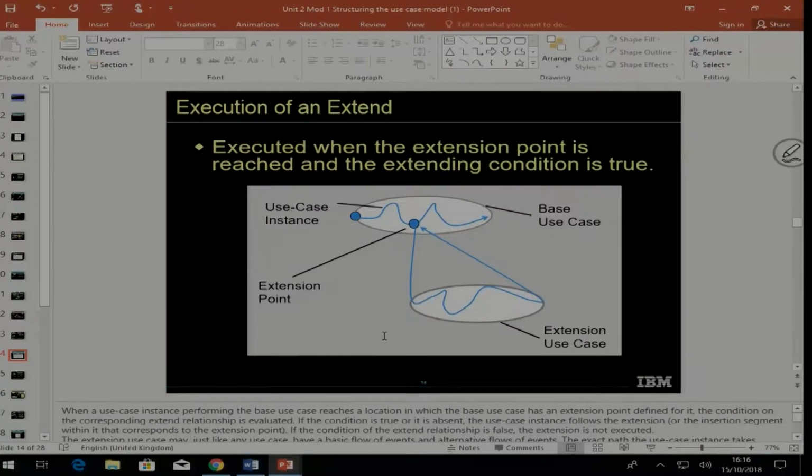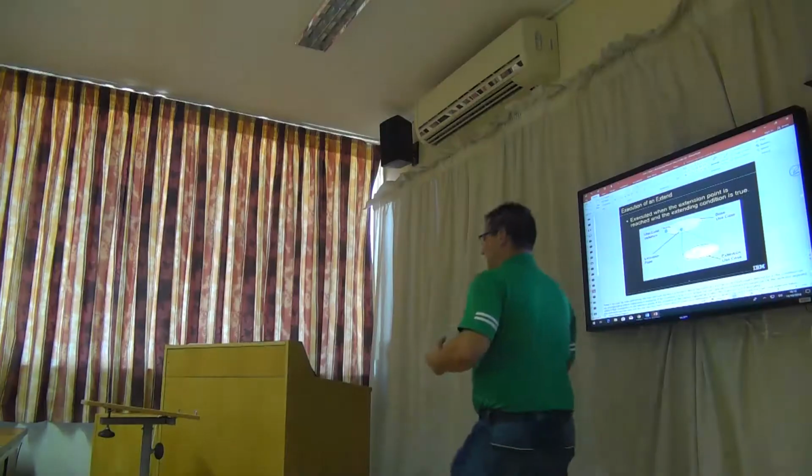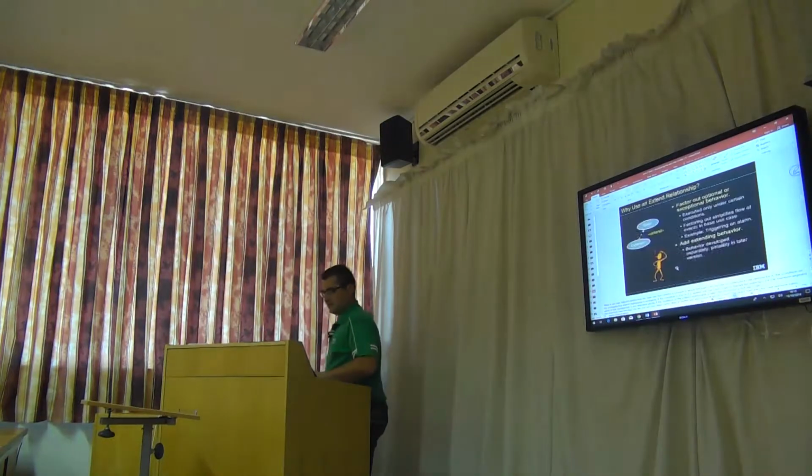So if we look at that similar egg diagram, what we are seeing is that we have our base use case. If I now made a decision and this decision is true, then it's going to go through this behavior in the extension use case. If not, it still would go through the rest and the remainder of your base use case.